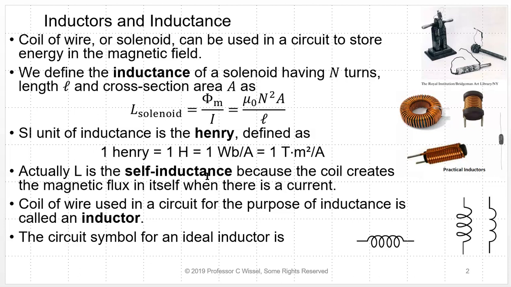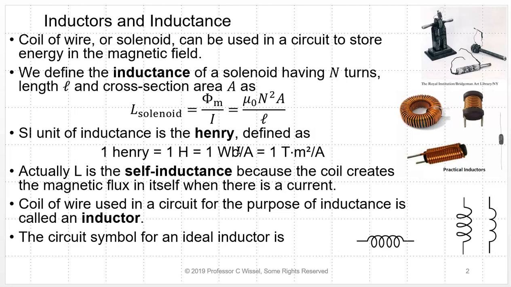We define the inductance of a solenoid having N turns, length l, and cross-sectional area A as L solenoid equals magnetic flux divided by the current, and that equals mu naught N squared times A over l. The SI unit of inductance is the Henry, with symbol H, defined as 1 Weber per amp, or 1 Tesla meter squared per amp. Actually, L is the self-inductance because the coil creates a magnetic flux in itself when there is current.